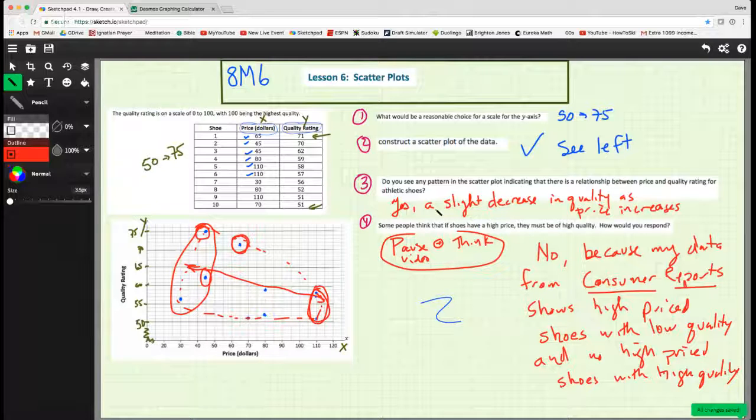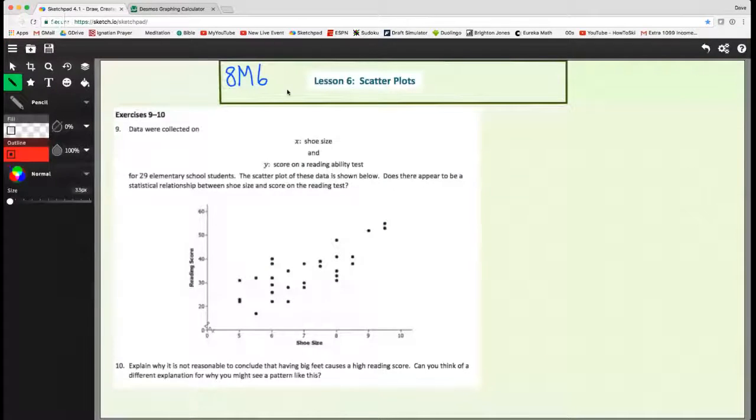So we're learning how to interpret data. This is very powerful. Let's look at one more example. And this is between shoe size and score on a reading ability test. So we've taken a number of kids and we've taken their shoe size, and then we said, well, what is their reading score? And so kind of the question is, does there appear to be a statistical relationship between shoe size and the score on the reading test?